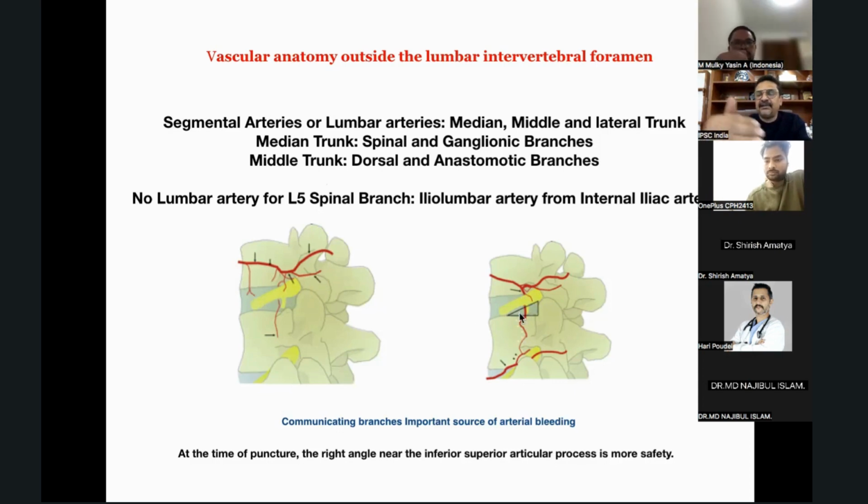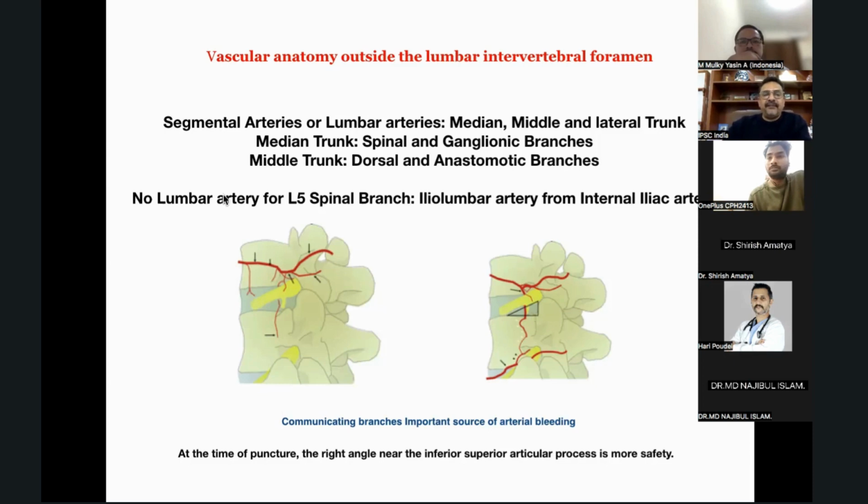That means more anteriorly. If you see this as Kambin's triangle, this lies more anteriorly, whereas our target is mostly over here. So this is the safest area to land. If you go too much anteriorly over here, we may encounter this vessel.